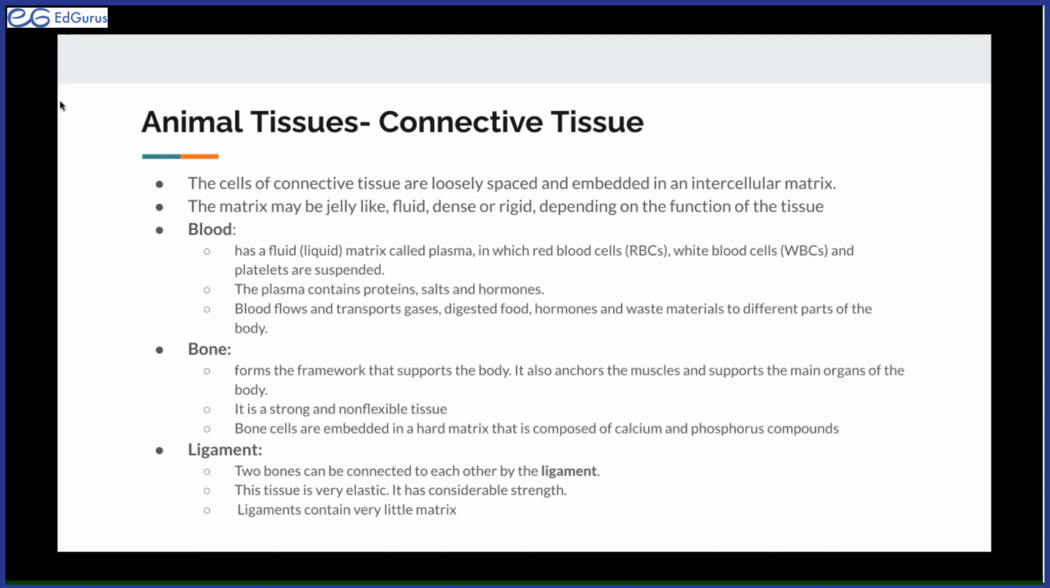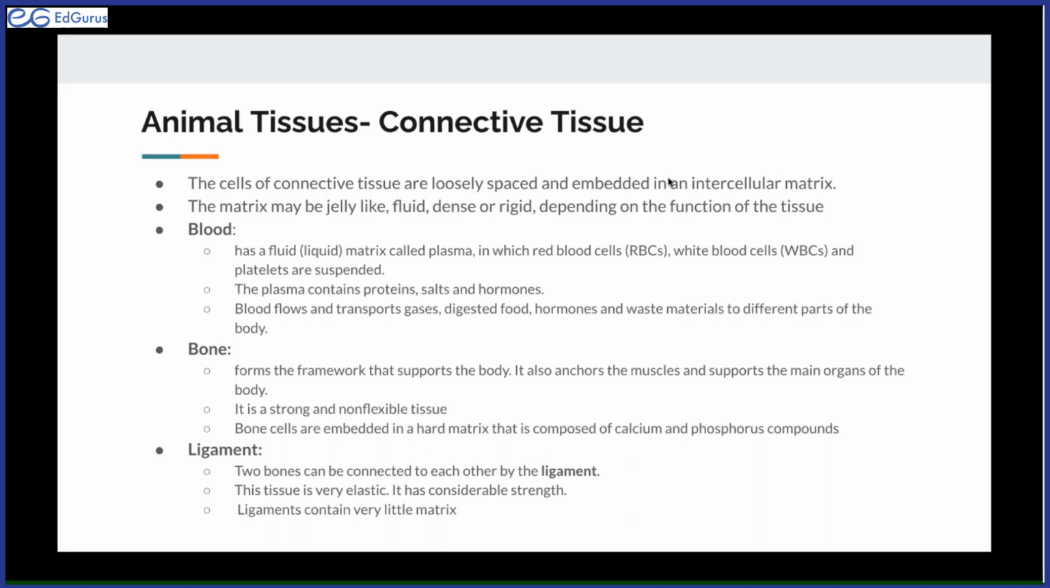Now, the cells of this connective tissue are loosely spaced and embedded in an intercellular matrix. Now, what does this mean? Obviously, we know that a tissue is made up of multiple cells, right? But how do these cells stick together? Meaning, how are these cells part of the same tissue? How do they combine so that they make a single tissue? They combine through an intercellular matrix.